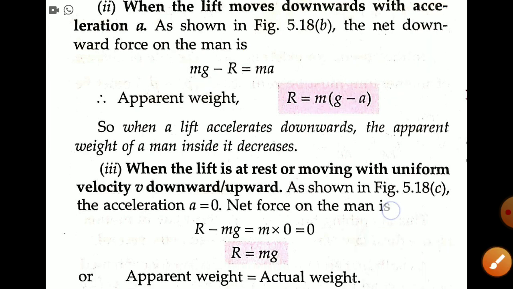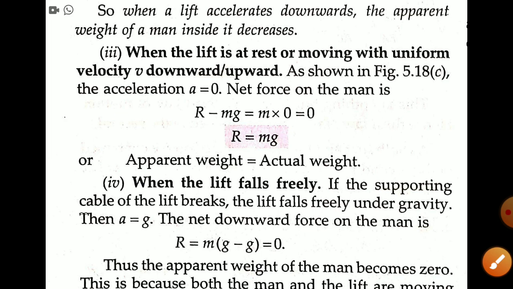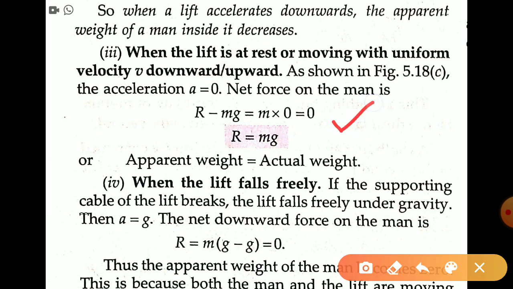The third situation, when the lift is at rest, it means the acceleration of the object is 0 or the velocity is 0. Why is acceleration 0? At rest, there is no velocity and no acceleration, or in the uniform motion case, the velocity is constant. In that situation, a is 0, then R is equal to mg. It means the apparent weight is equal to the actual weight of the body.